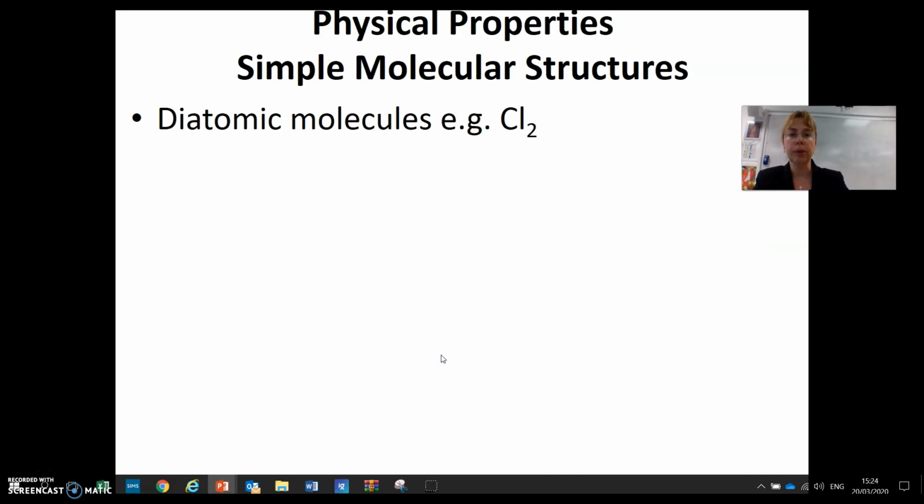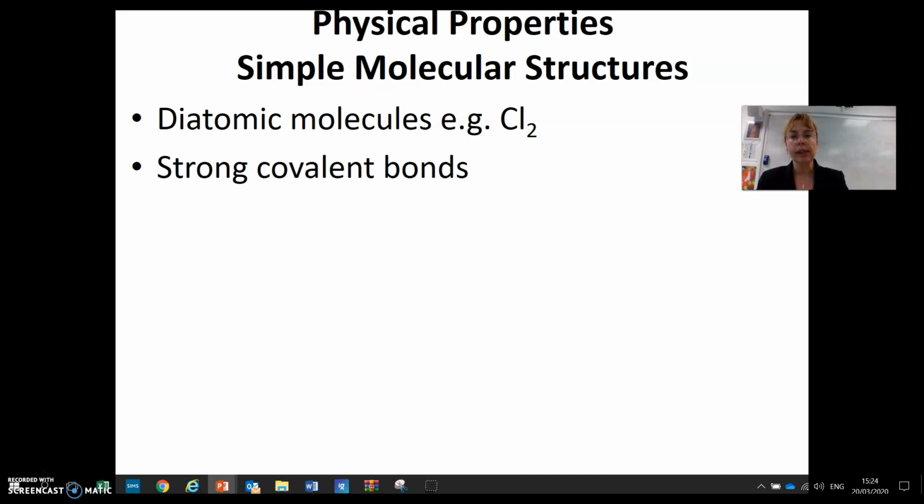So what are the physical properties of the halogens? Because they are non-metals, we know they're going to form simple molecular structures. That's just thinking back to your work on covalent bonding. And we know that the halogens, really unique to them, form diatomic molecules. Diatomic molecules. Really important to remember that when you're writing word equations.